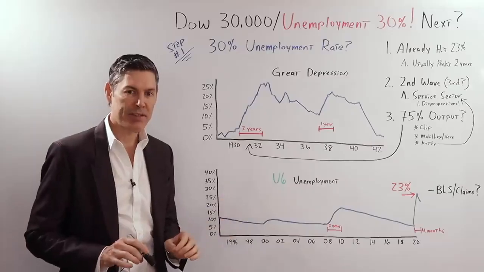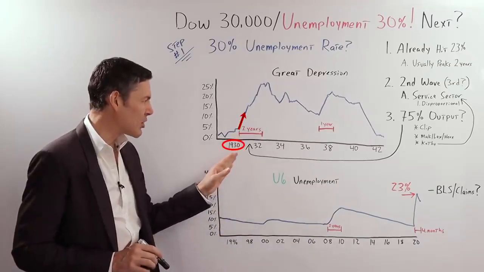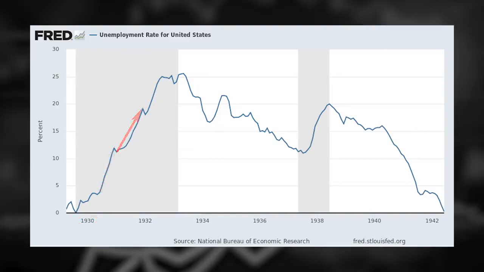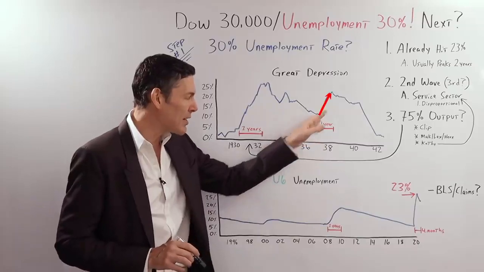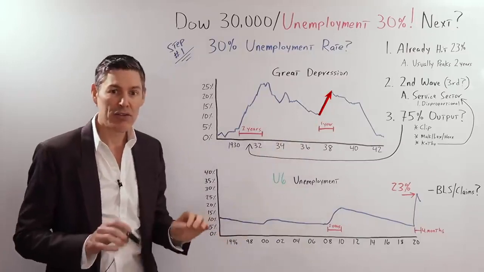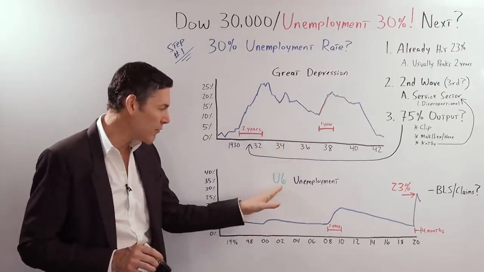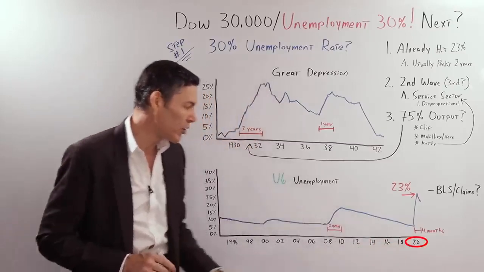But the main thing I want you to take away from this chart is that once unemployment spiked at the end of 1930, it continued to go up. Sometimes it would flatline, come down slightly, but then continue up until we got to the end of 1932. From the bottom all the way to its peak, it took at least 2 years. Also, when the unemployment rate spiked in 1938, that took over a year to get all the way to its peak.